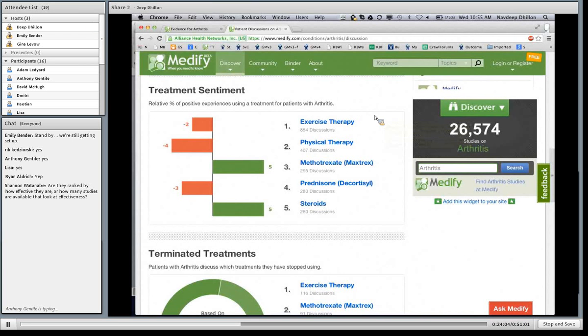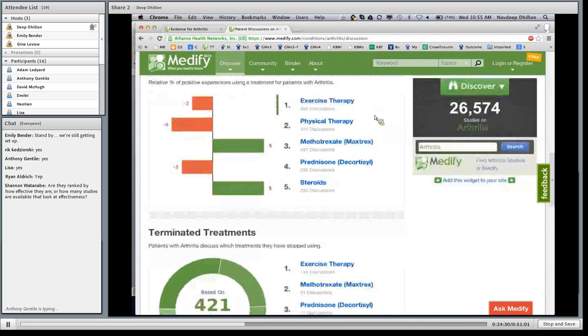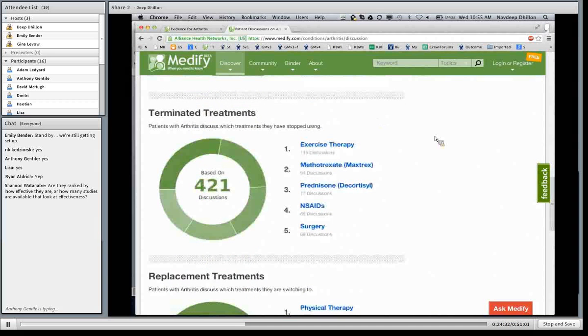In this case, I think it's a message. Yeah. So what we're showing here is the relative ratio of positive to negative sentiment relative to peer treatments. And so we see, at a glance, that for arthritis, physical therapy and exercise therapy are spoken about relatively negatively, which is surprising because in most other cases it's the opposite. And prednisone is also negative relative to methotrexate. And so we can dig in and see exactly why in a second, and I'll do that.